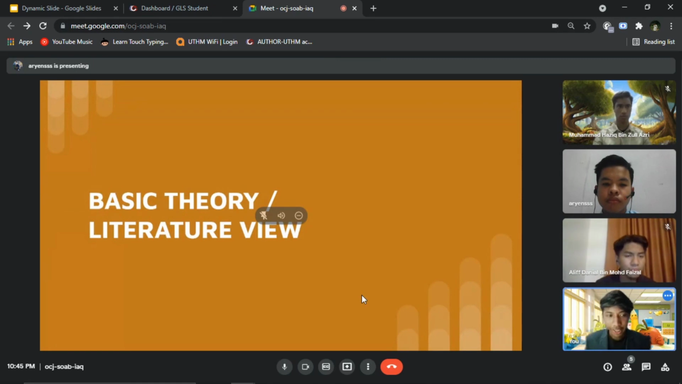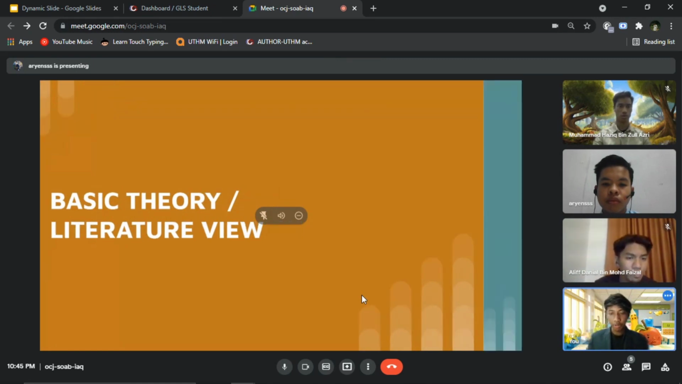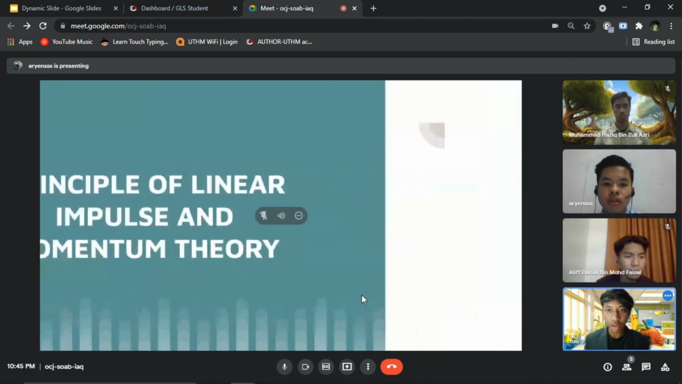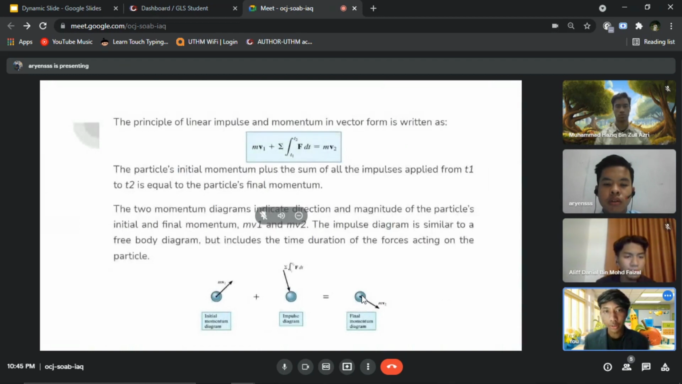Okay, for the basic theory, the principle of linear impulse and momentum theory. This equation is in vector form. The mv1 is the particle's initial momentum, and the integral of F dt is the sum of all the impulses. So we add them, and we can get the particle's final momentum.